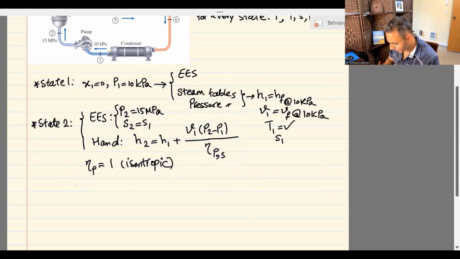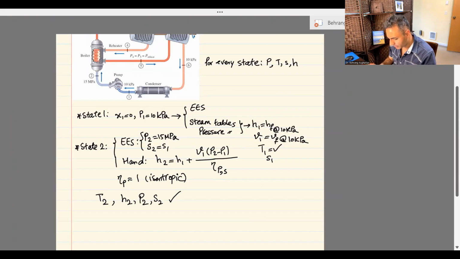After you have state 2, you do have the value of T2 for your ease, and you have the value of P2 that is given. So you have the value of H2, you have the value of P2 that is part of the problem, and you have the value of S2. So you are good to go. State 2 is determined.